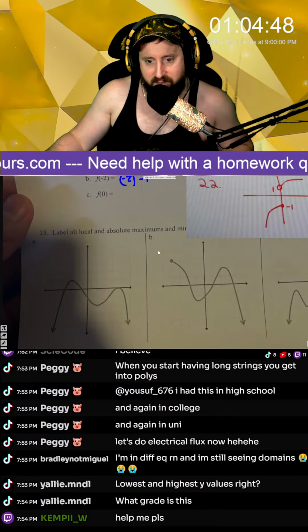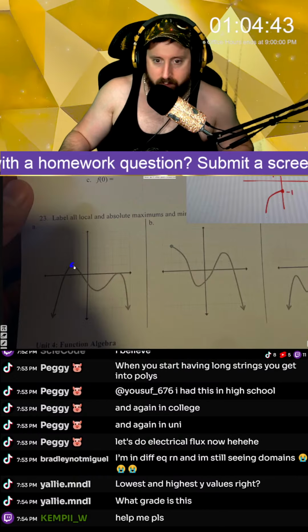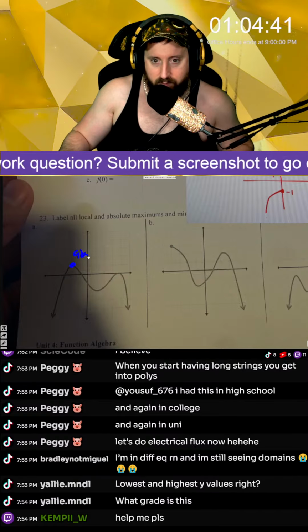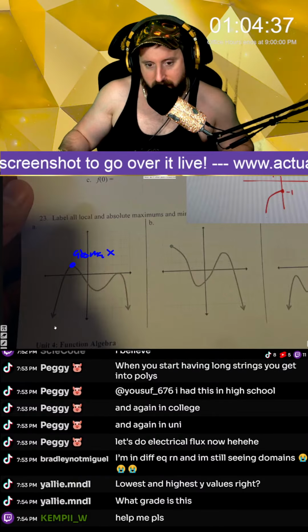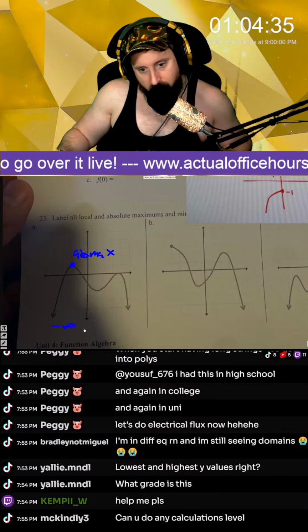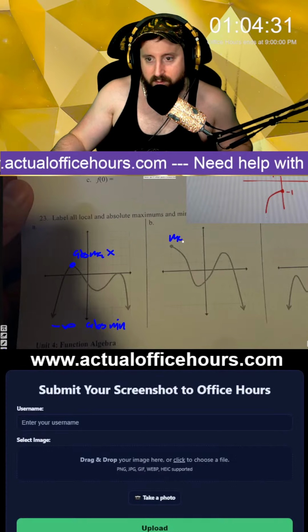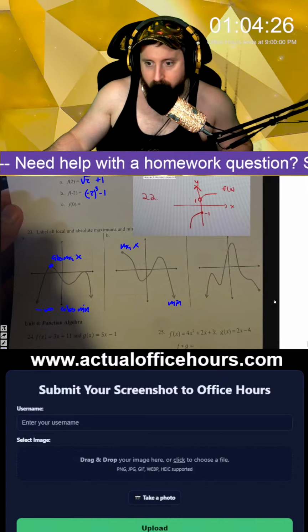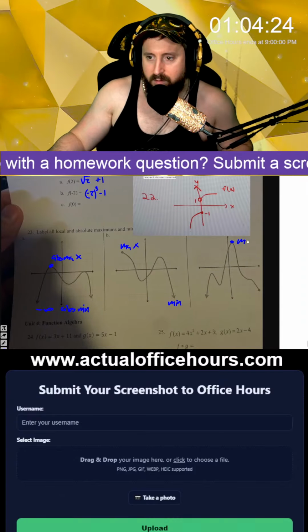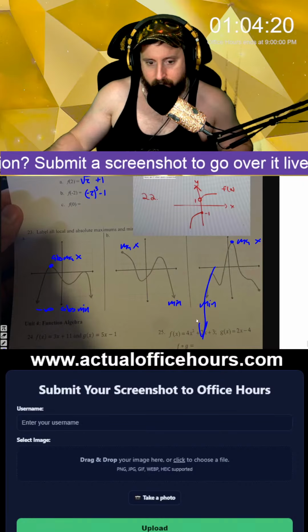Label all the absolute maxes and mins. Cool. Absolute max is like what's the top value. So this is absolute max. And then here, these would be the mins. Well, the min is actually negative infinity, really. So like absolute min. Same thing here. This is the max. This is the min. In this case, this is the max. And this is the min. Because this goes all the way down.